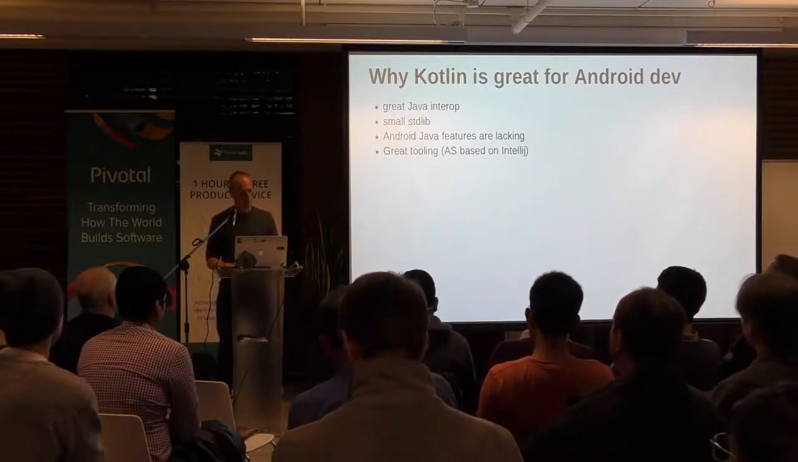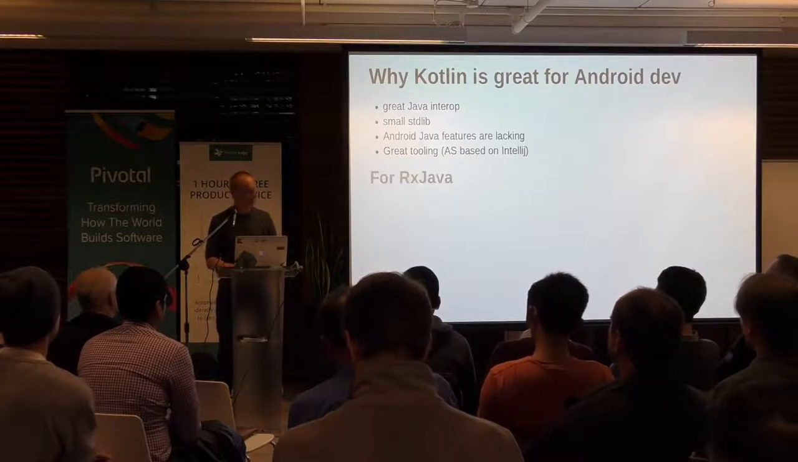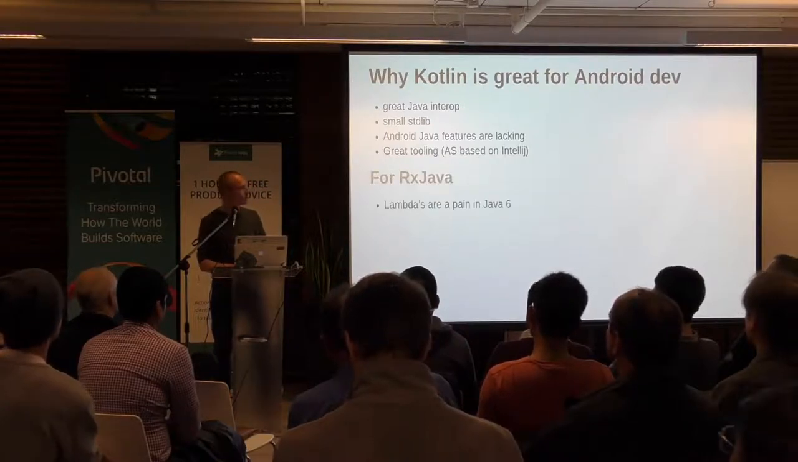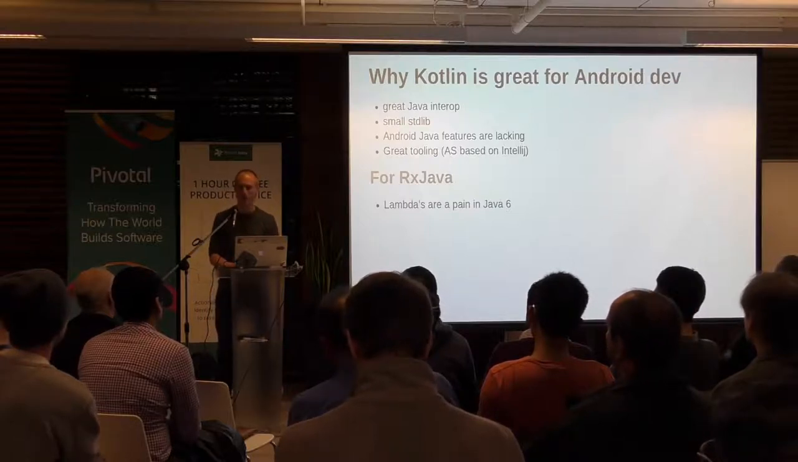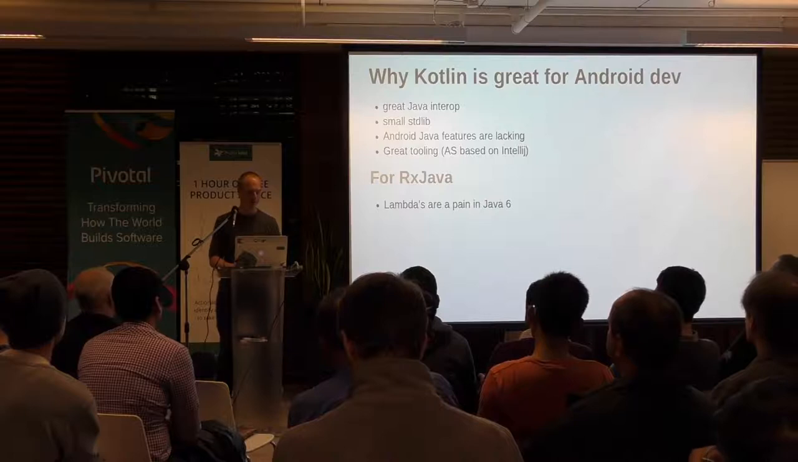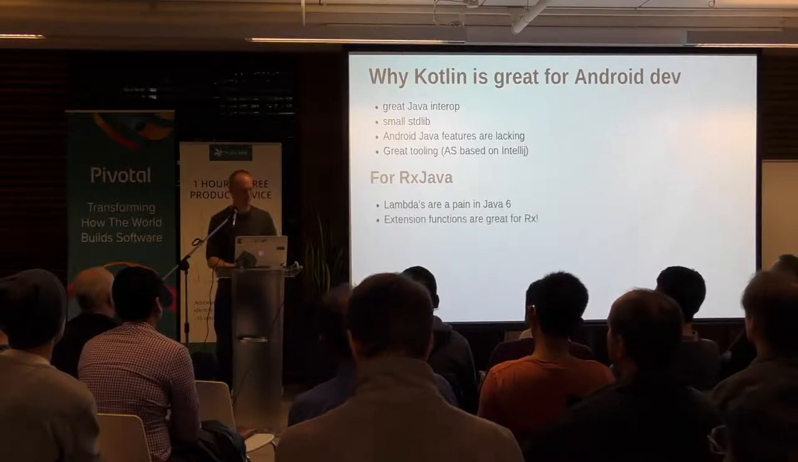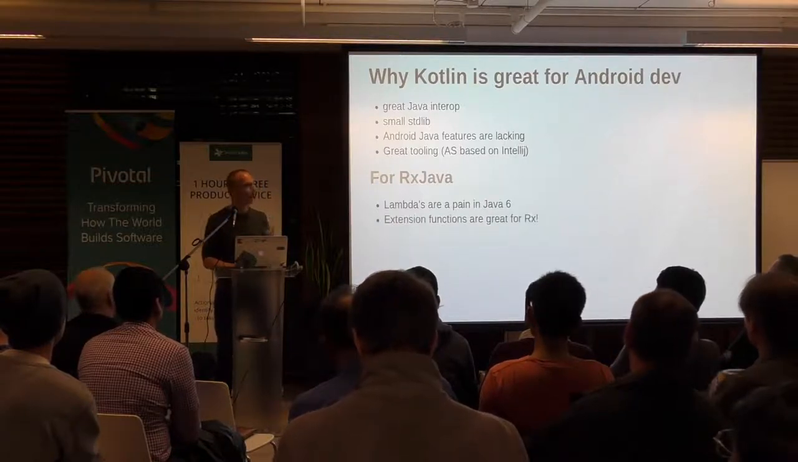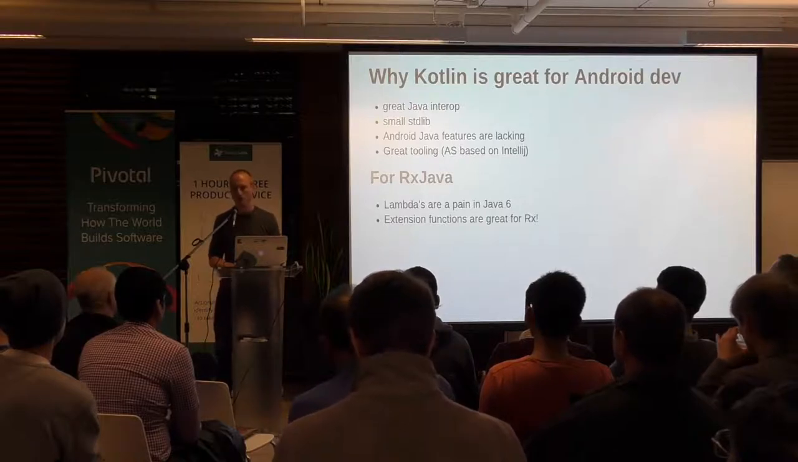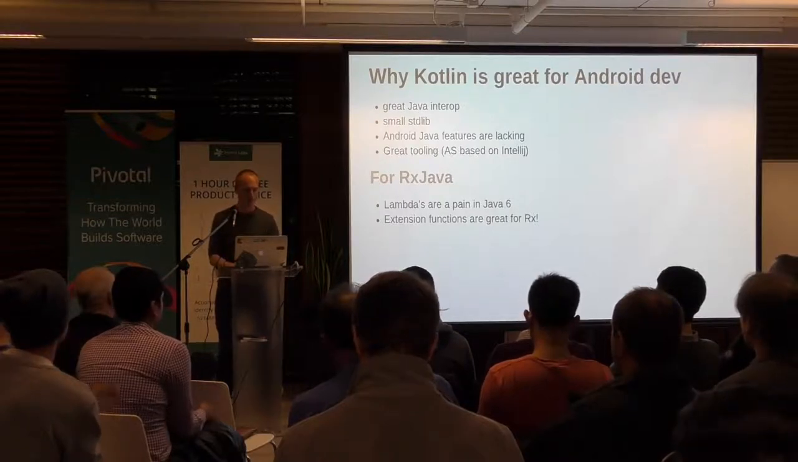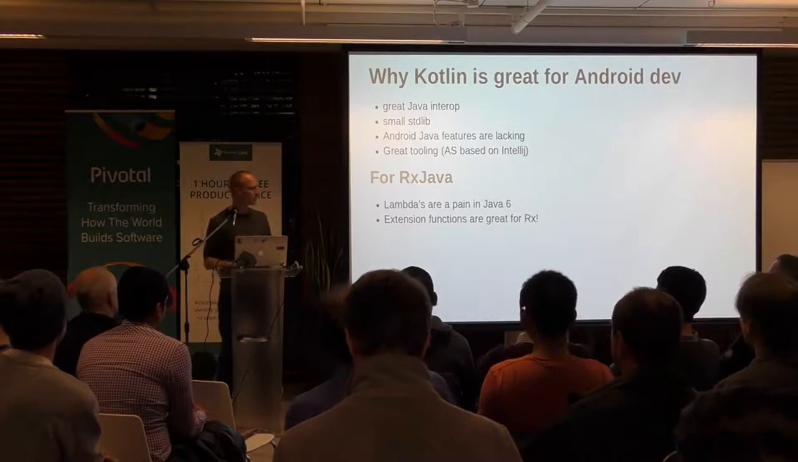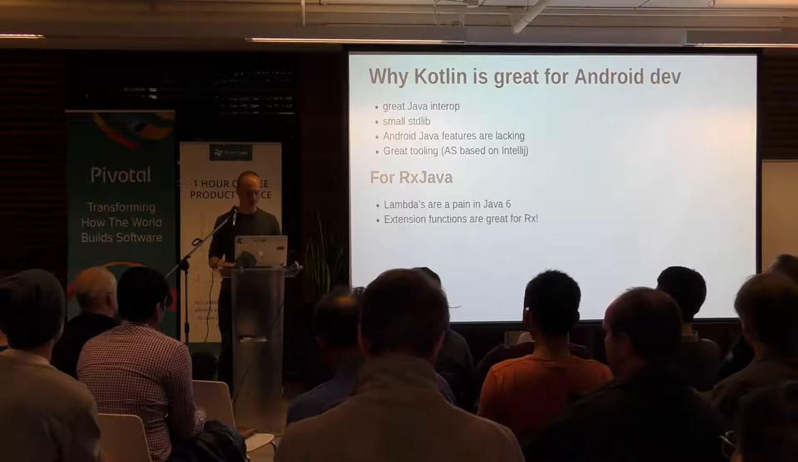In addition to that, we use RxJava a lot in our app. And there's also a couple of benefits that are really cool for RxJava. You use a lot of lambdas in RxJava, so that makes Kotlin much nicer than Java 6. Extension functions are great as well. I'll show you an example later on of how you can use extension functions to bypass certain operators and constructs that you would normally use in Java with RxJava. So I'm just going to list features and give some examples of how we use them and how you can build things to make your code nicer.